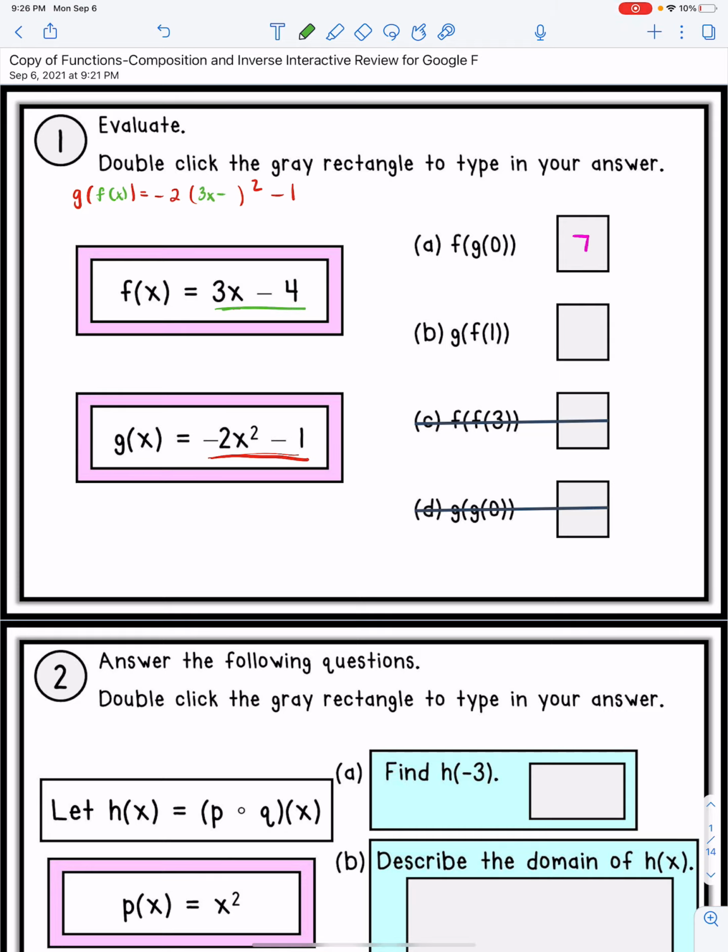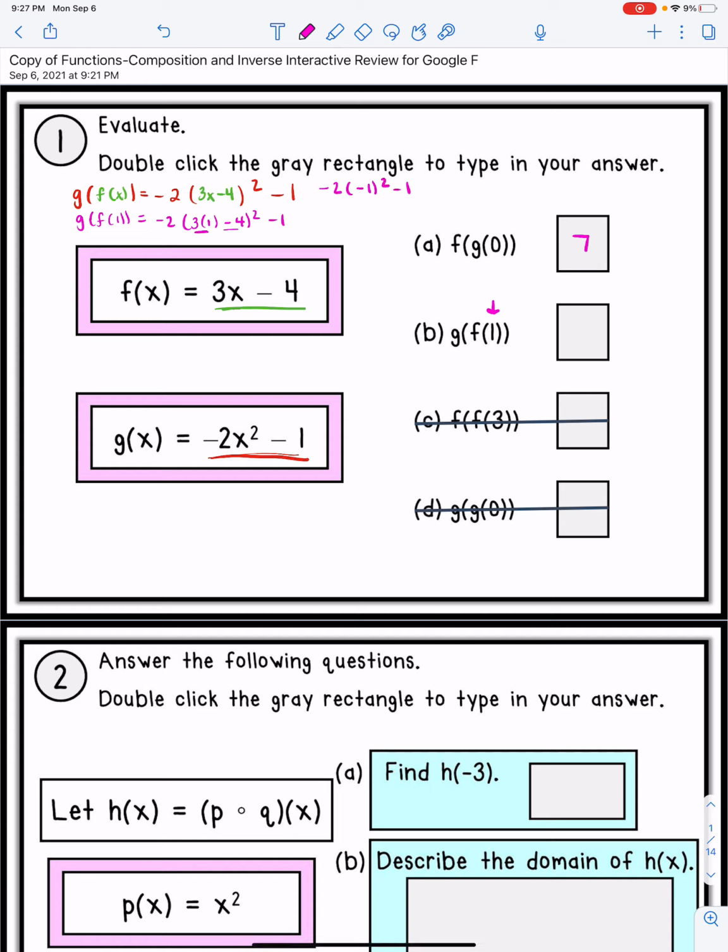At this point, now that we know what g of f is, now let's put our new input 1 in. So g of f of 1 is negative 2 times 3. Leave x as parentheses. Put a 1 in your new input. Okay, now let's simplify this. So we've got 3 times 1 is 3. Minus 4 is negative 1. So negative 2, negative 1 squared minus 1.